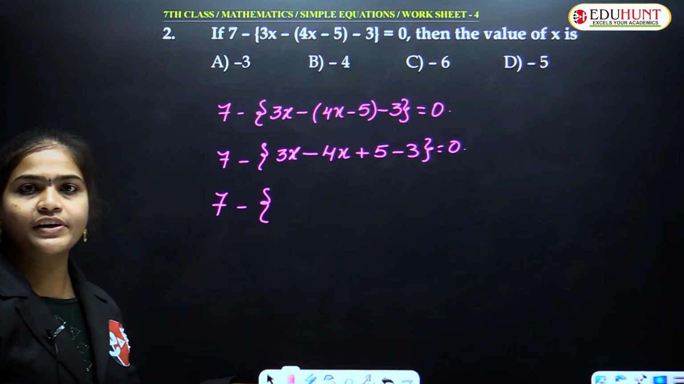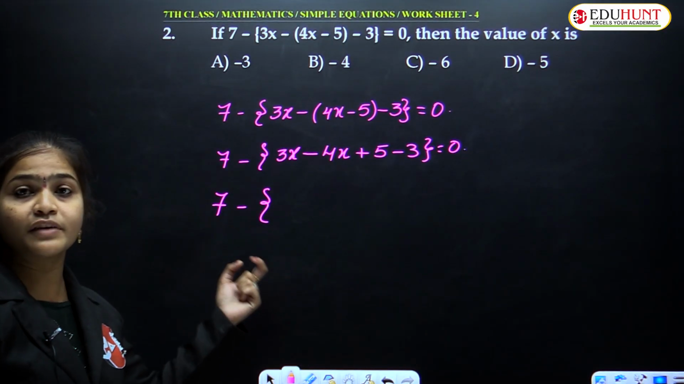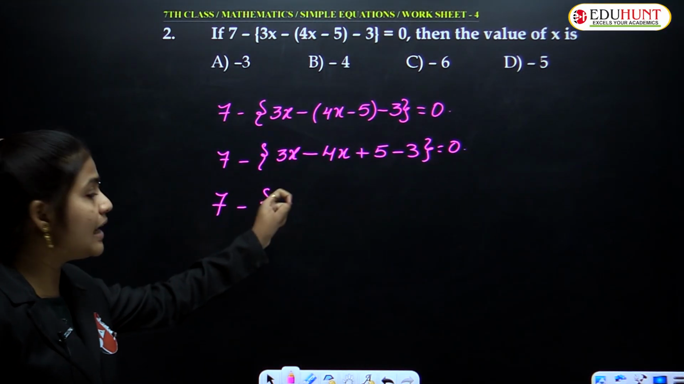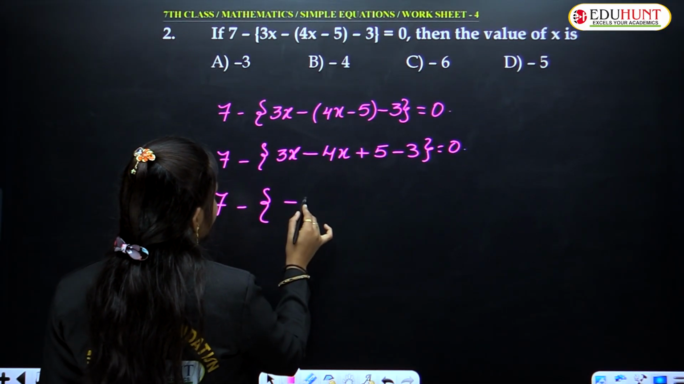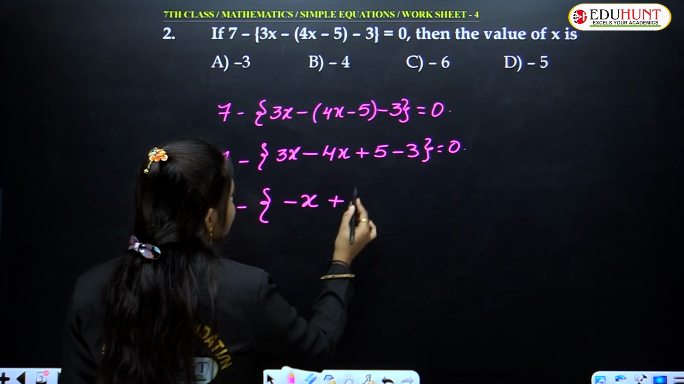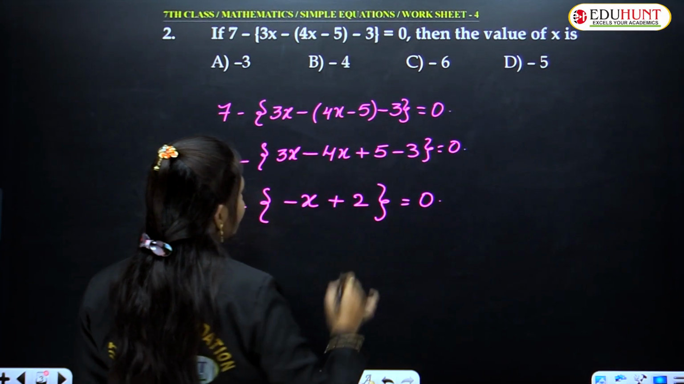So we can take the difference of two same variable terms, and in the same way we can add those two terms if they have the same variables. Understand? So as per this one, 3 minus 4 is equal to minus x, plus 5 minus 3 which is equal to 2, which is equal to 0.